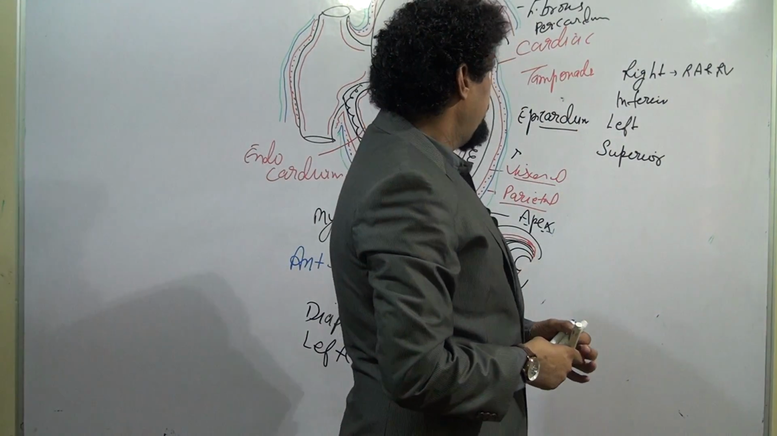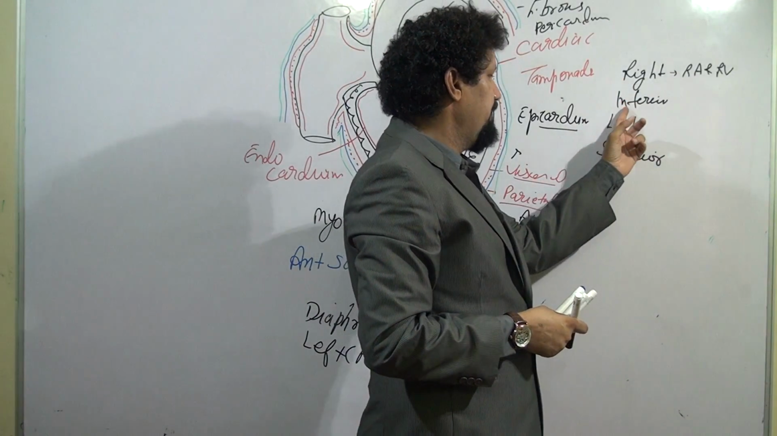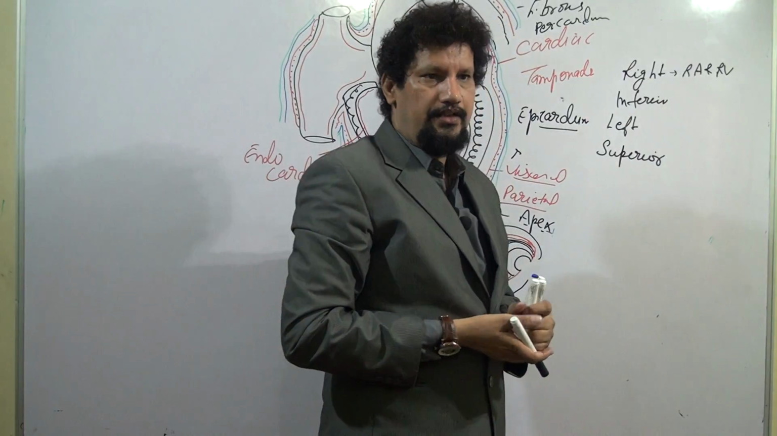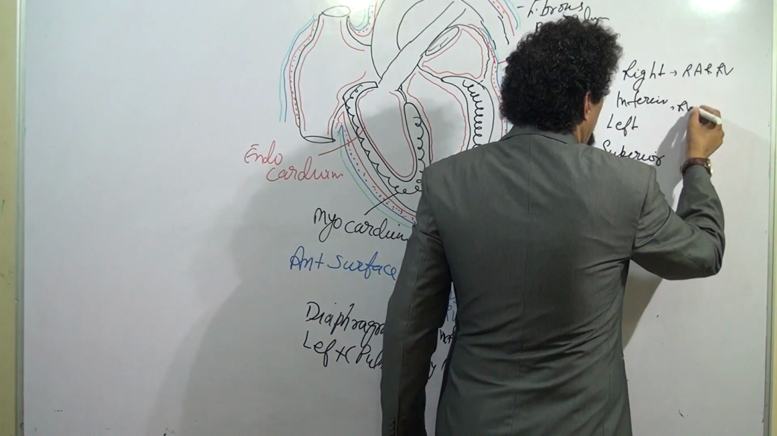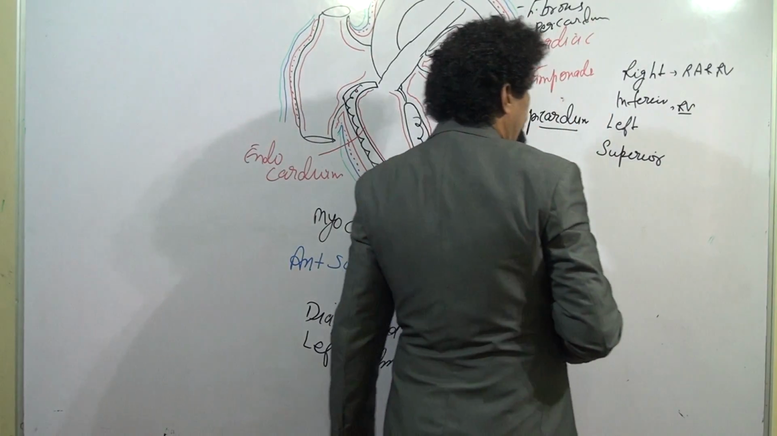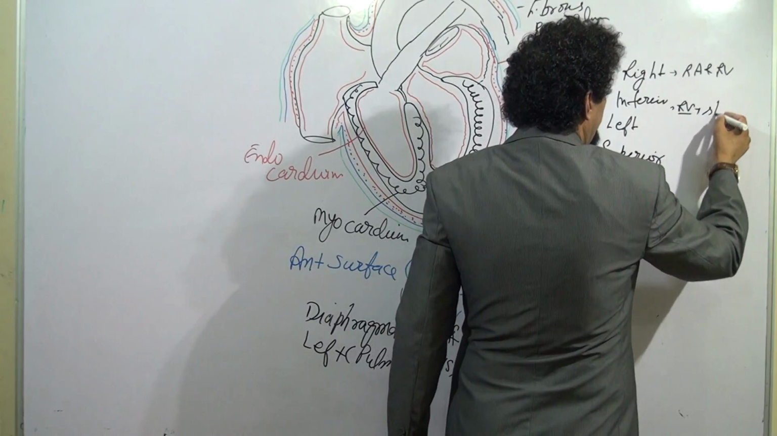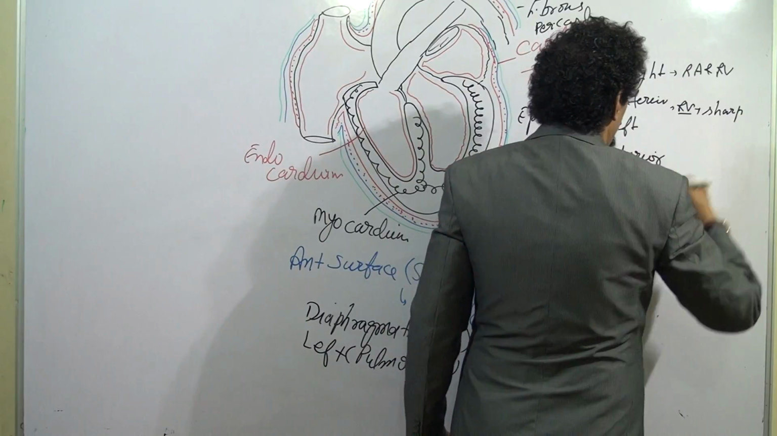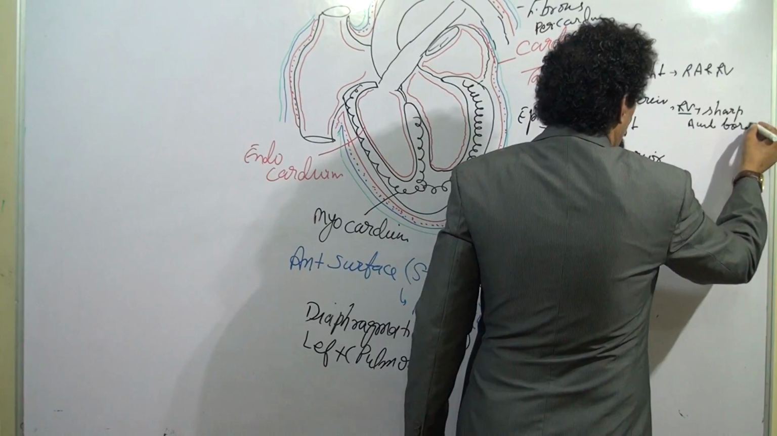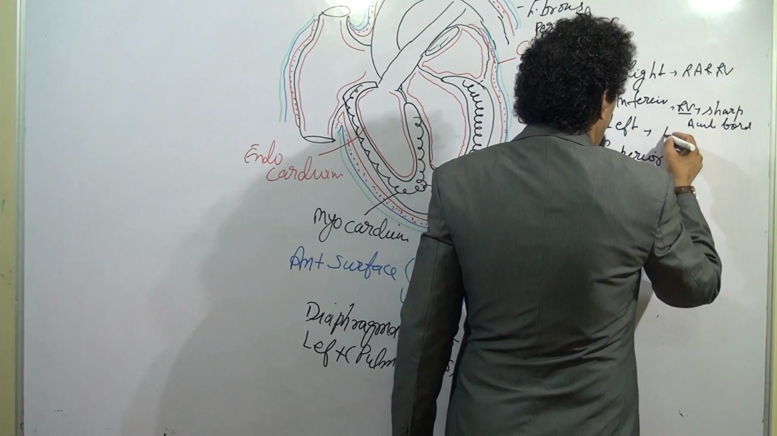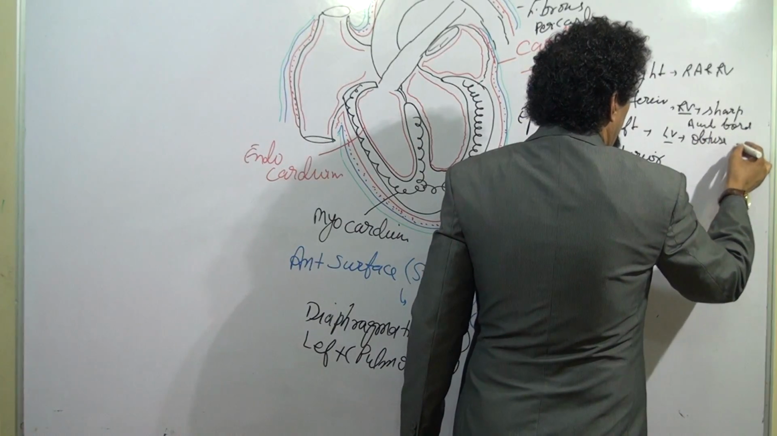The inferior surface is the inferior border. This is the right border, this is the inferior border. It is formed by the right ventricle, and part is formed by the left ventricle. This is known as the sharp border or acute border. The left border is formed by the left ventricle, and this is known as the obtuse border.